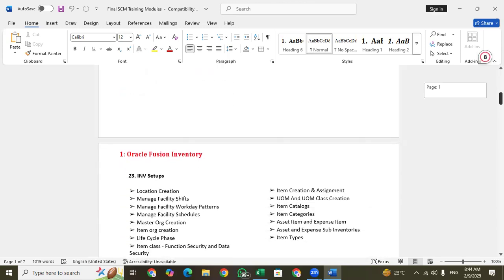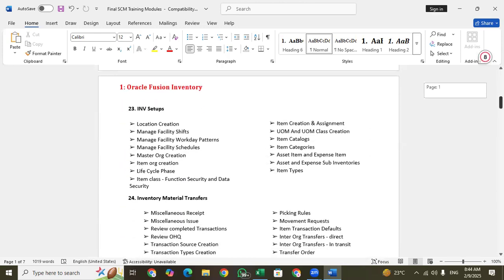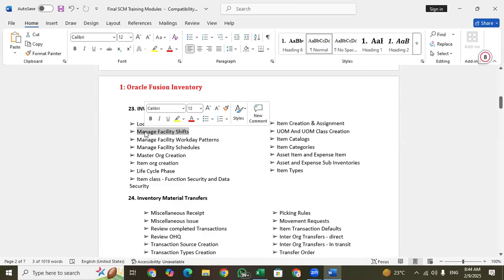Under inventory setups, all these setups come into the picture, like location creation. For that godown or inventory, what are the facility timings, working timings, the employee shift timings? If any shift timings are there, we need to create all these shift timings, workday timings, meal timings, break timings. Everything we set from the facilities level. From the ground level onwards, whatever the business requires, all the setups come one by one.